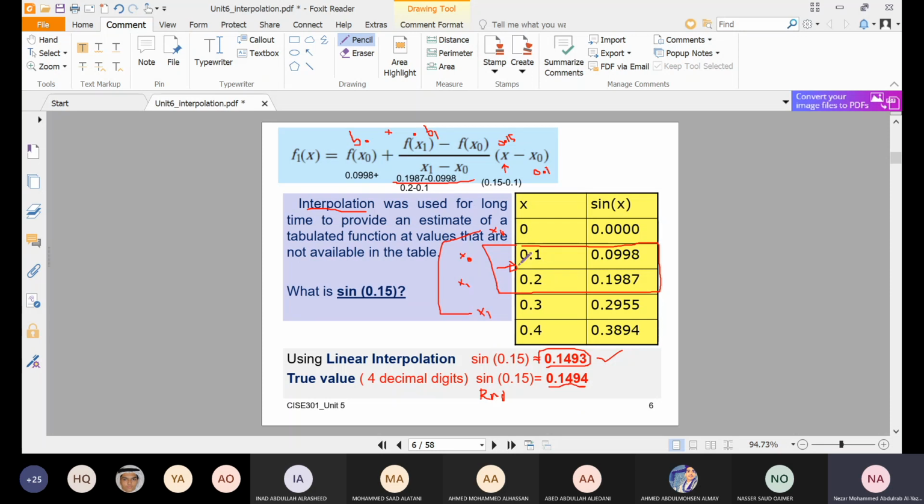But the interval should include 0.15. You cannot take, for example, 0 and 0.1. We need to estimate the point between the 2 points that we have, so this should be an intermediate point. Any question here, Yashua?